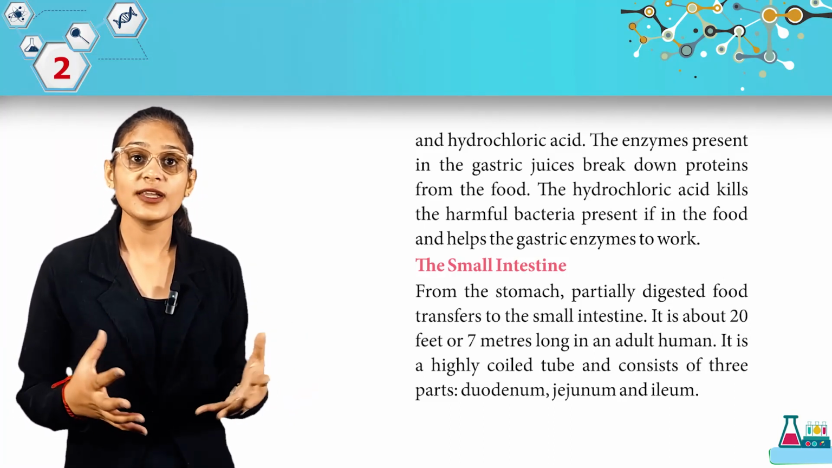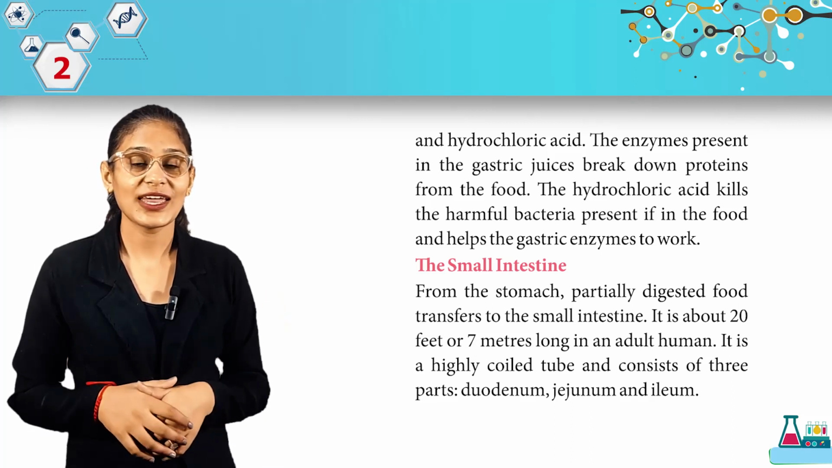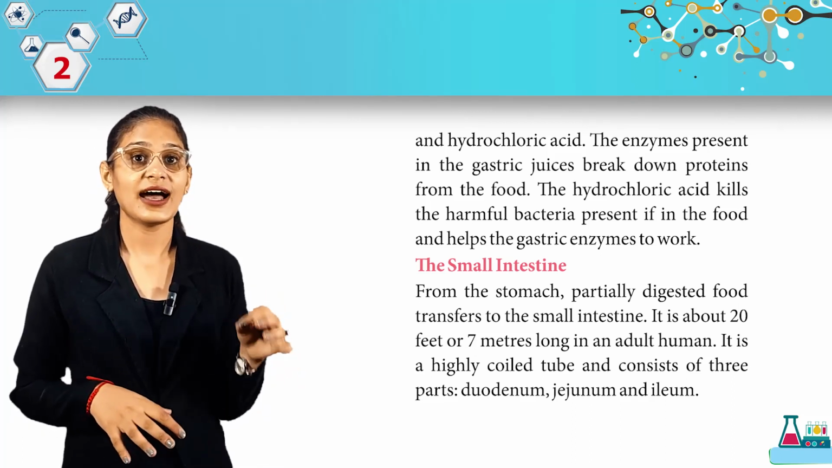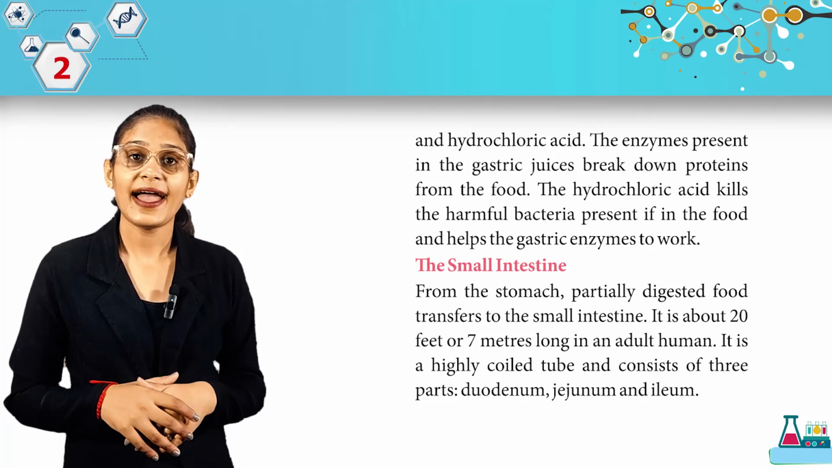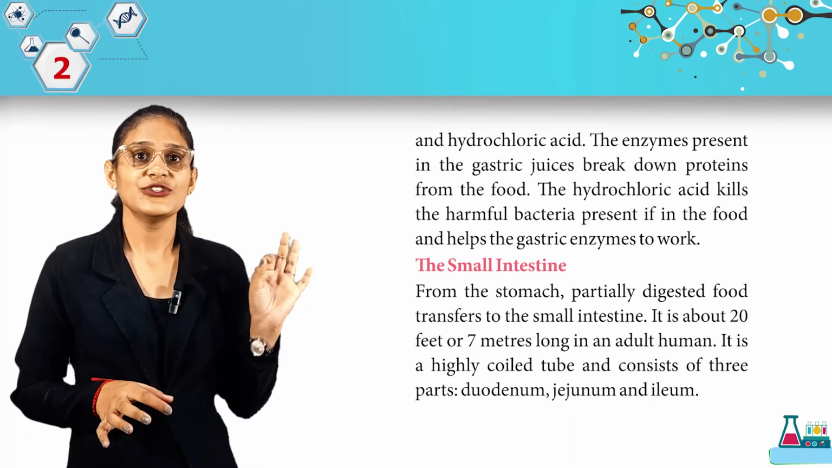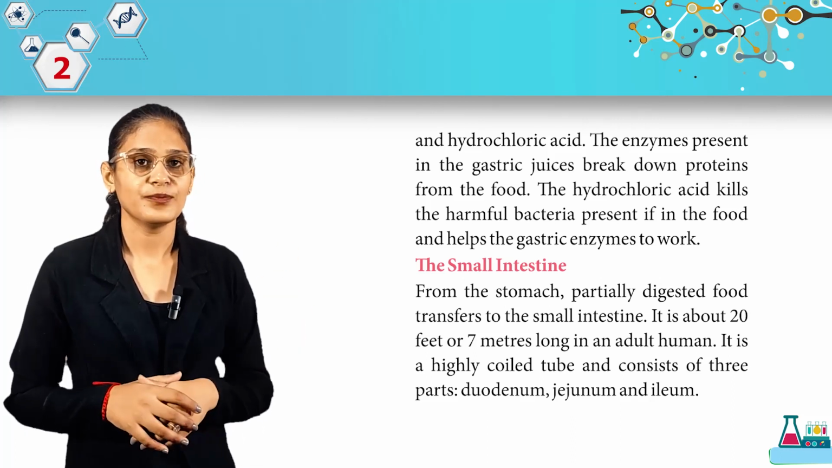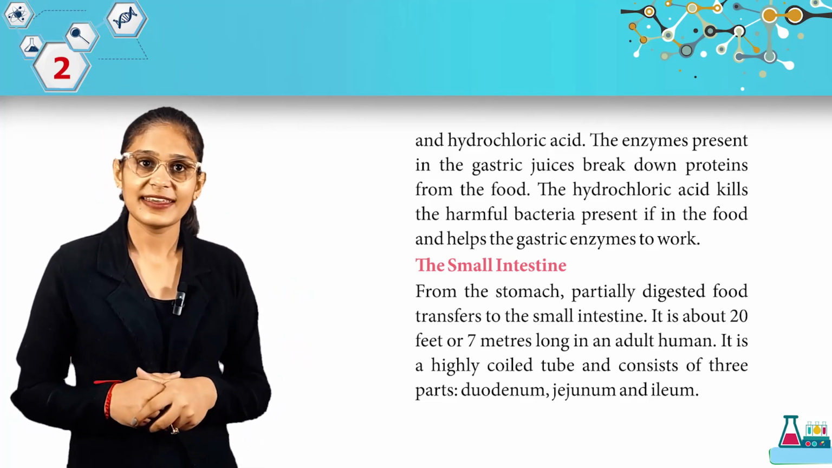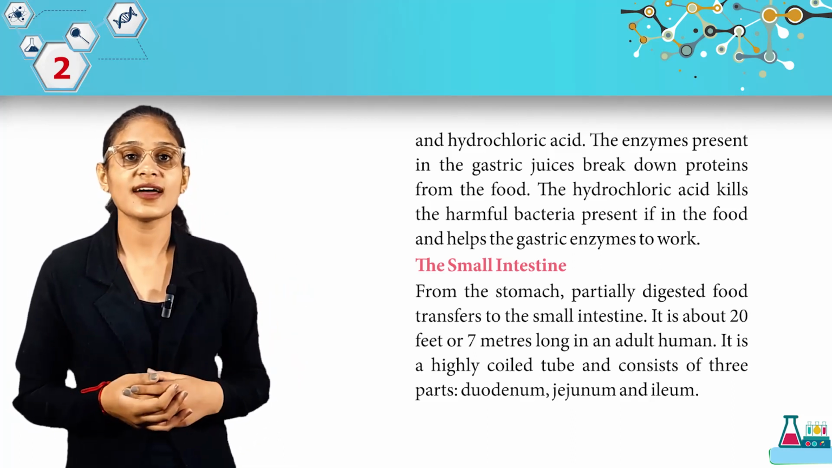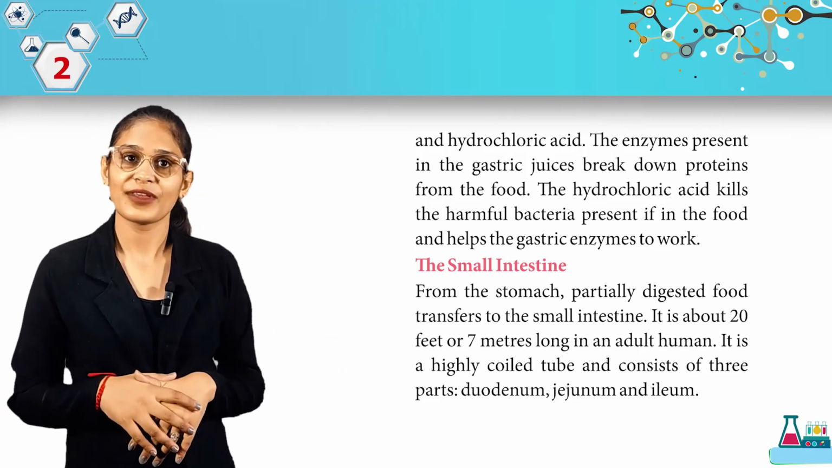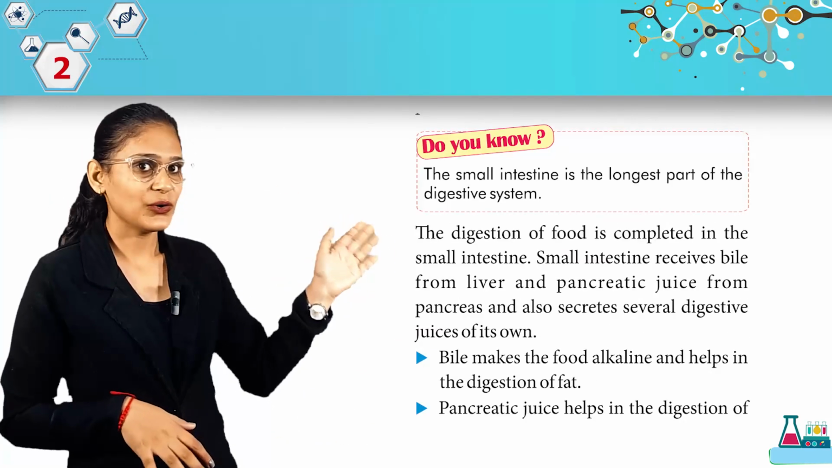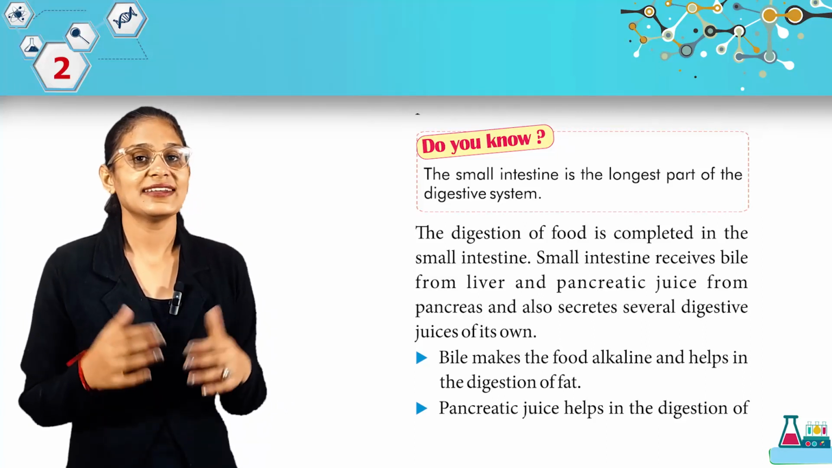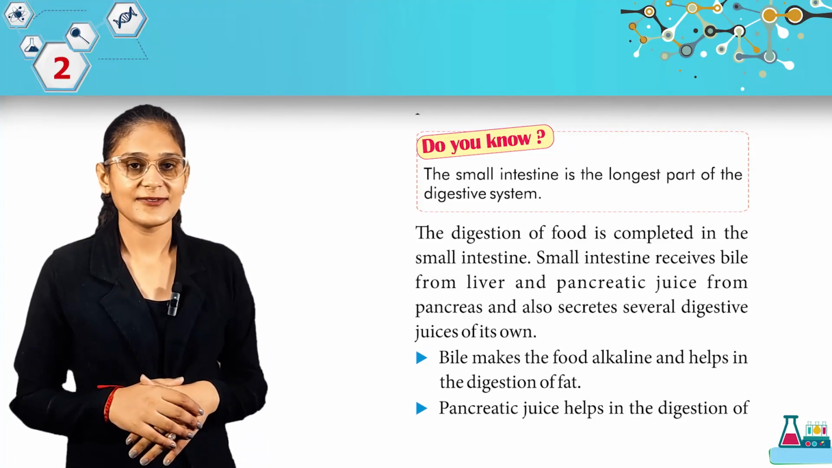It's about 20 feet or 7 meters long in the adult human. It is a highly coiled tube and consists of 3 parts: duodenum, jejunum and ileum. So students, these are the 3 parts of the small intestine. Get it? And small intestine में कैसा खाना जाता है? Partially digested. Okay. Here, do you know? The small intestine is the longest part of the digestive system.